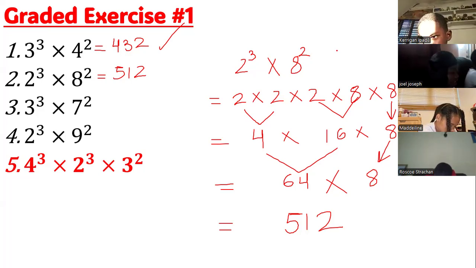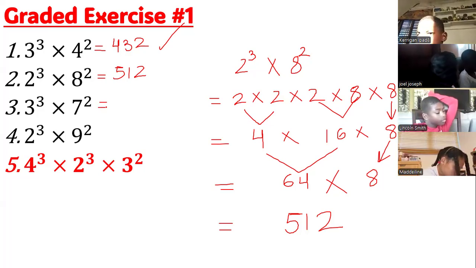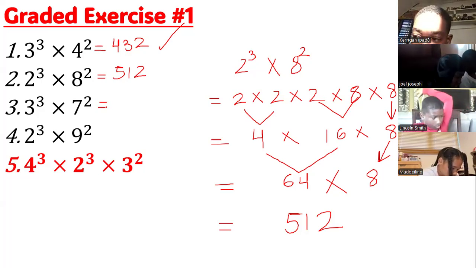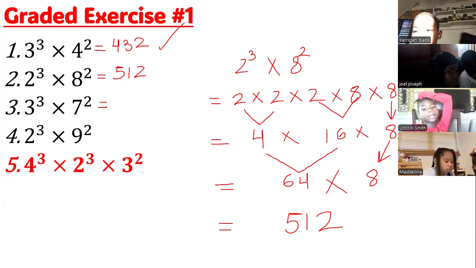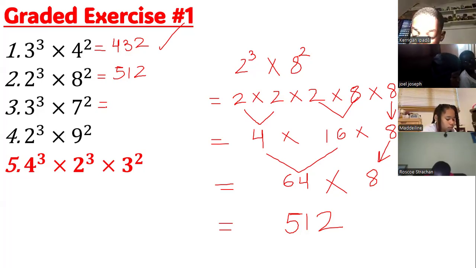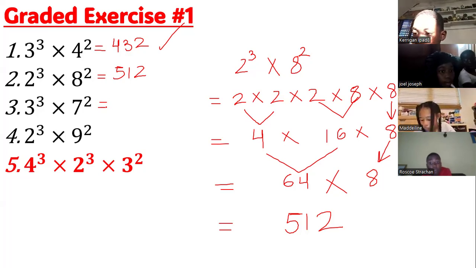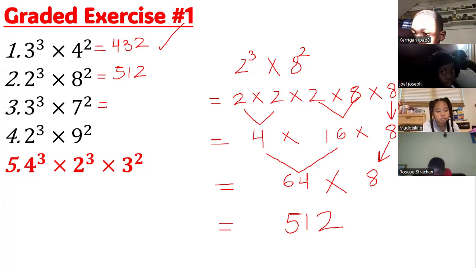All right. Let's move on from this. What do we have for number 3? 3 to the 3rd power times 7 squared. What do you have for that one? For number 3, I have 1,323. Yes, sir. Okay. How many persons got that? I got that. Very good.